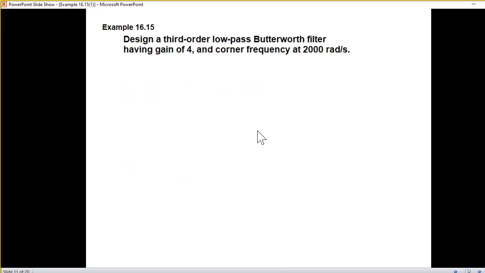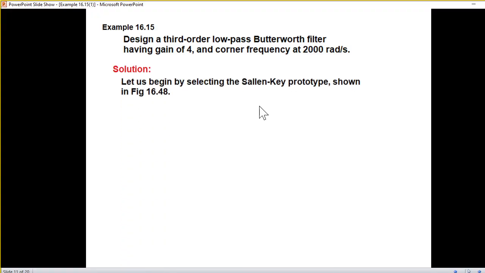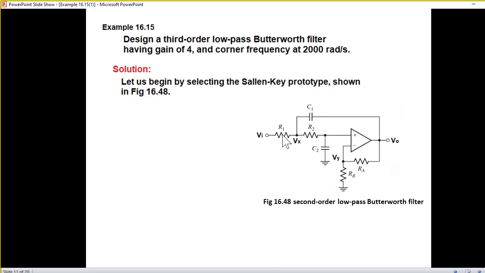Now, let's come to the question. Design a third order low pass Butterworth filter having a gain of 4 and corner frequency of 2000 radians per second. First of all, let's begin by selecting the Sallen-Key prototype shown in figure 16.48. So this is the 16.48. We have to now find the values of different components.